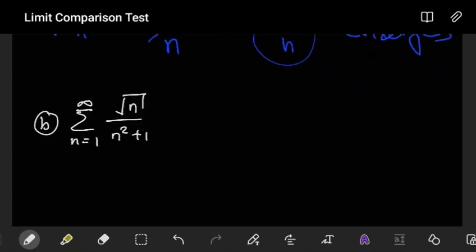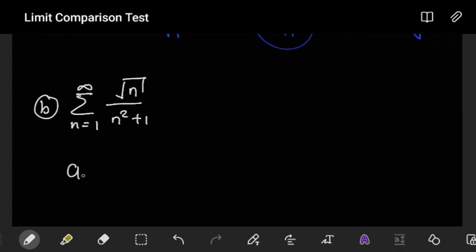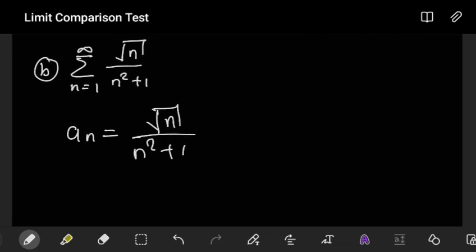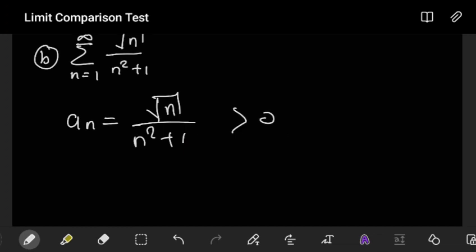Now, next up, consider this second example. In this case, again, we want to discuss the convergence or divergence of this series. How do we do it? Same case as before, we define an to be root n over n squared plus 1. And when we reach this stage, we can say that regardless of what the value of n is, this will always be greater than 0. We then define our bn. And as n becomes very, very big, you see that the addition of 1 in the denominator will not really change anything. So this will remain as just root n over n squared.